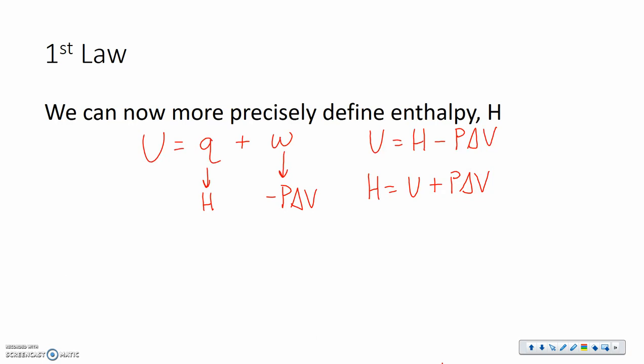Now, if your system does very little work, meaning the delta V is almost zero, then H is equal to almost just the internal energy. And in this case, that's going to be equal to pretty much just Q if we do very little work. So that's why we can make that assumption that H is equal to Q, because for the most part, it is going to be a good enough assumption.